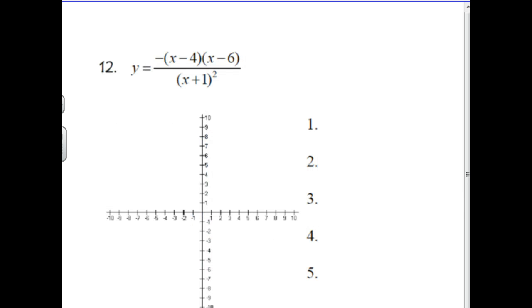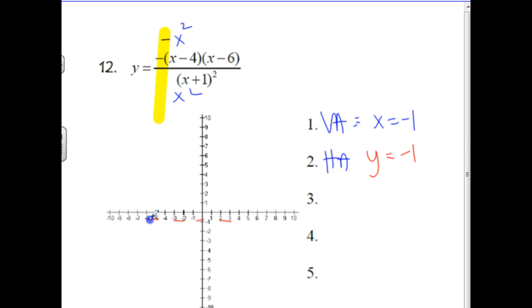We'll keep going here. Number 12, I've got VA, setting the denominator equal to 0, x equals -1. The HA is, well, since the degree of the numerator is an x squared, it's a negative x squared, and the degree of the denominator is also an x squared, I'm going to do that a over b, which is -1. I'm doing the coefficients out front, that's -1 divided by 1. So I have a vertical asymptote and a horizontal asymptote.